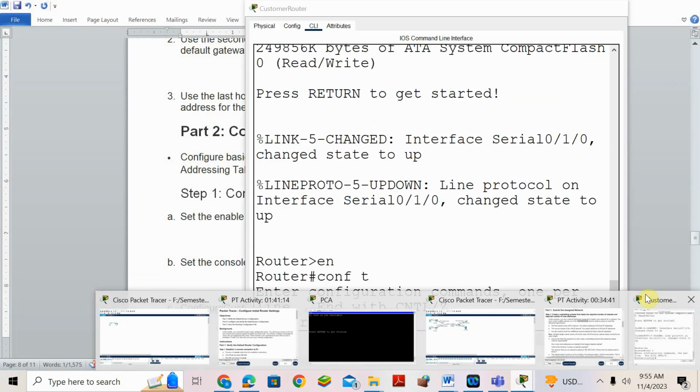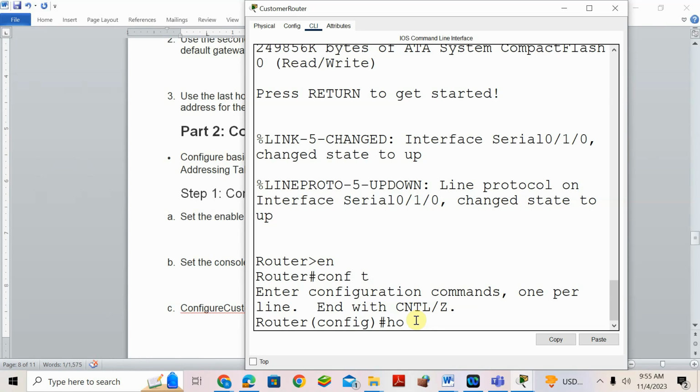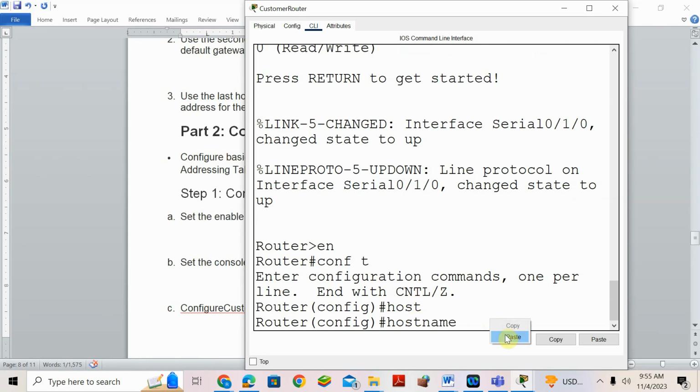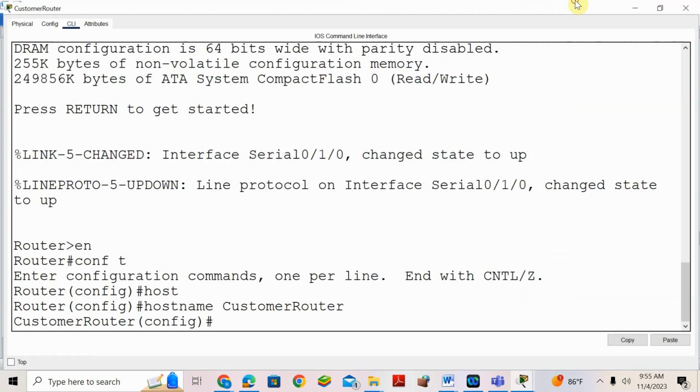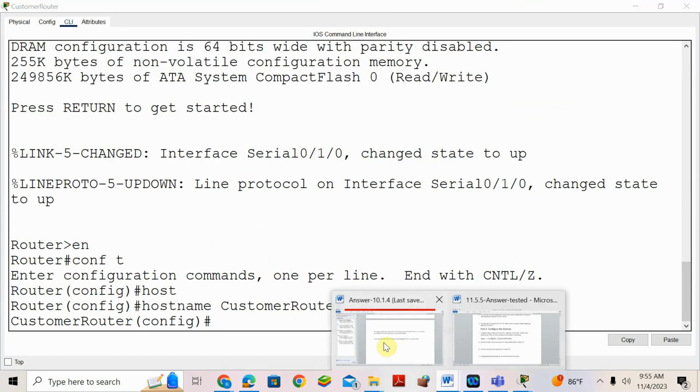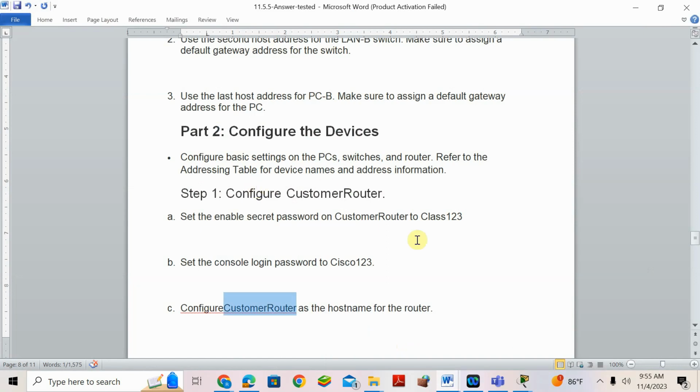Go here. It's a command to configure host name, then the name of the router. Then we have enable secret password. Enable secret is class 123, C capital, class 123. Let me copy paste this also. And the console is Cisco 123.